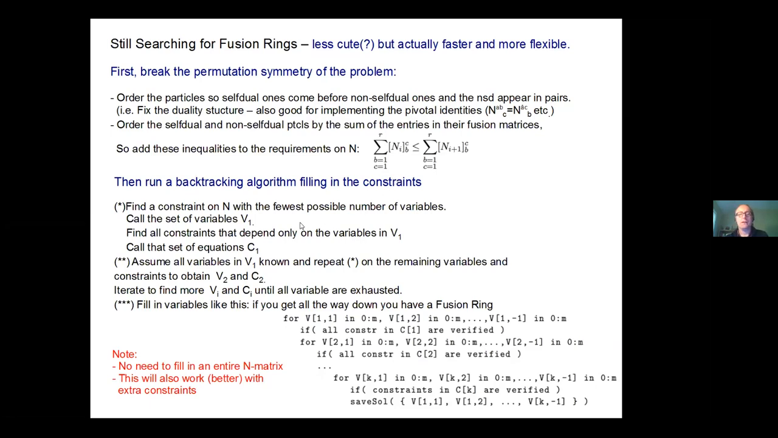And then we say, okay, let's find the constraint which has the smallest number of variables appearing in it. Call the set of variables that appear in that constraint V1. So there's maybe three variables or however many appear there. There may be multiple constraints with the same number. It doesn't matter, we choose one.